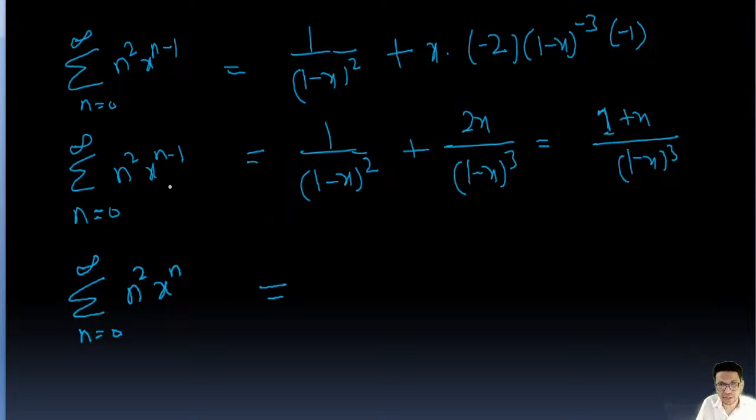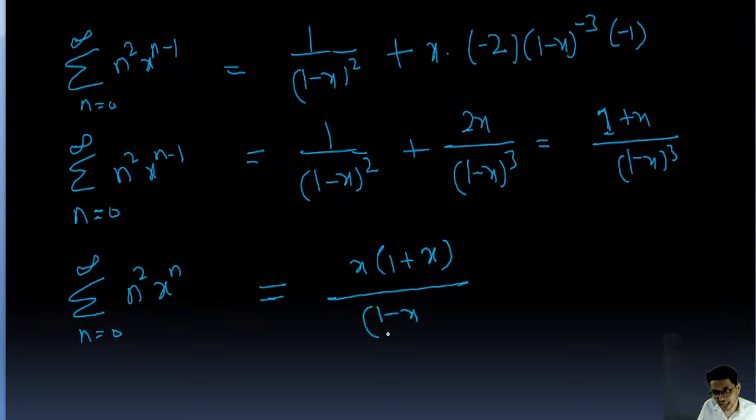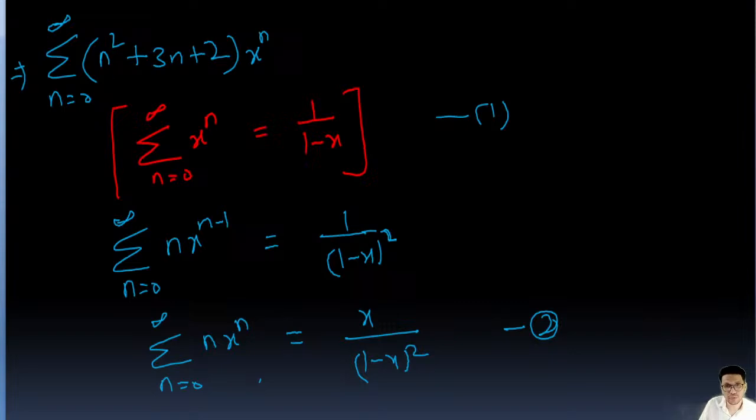So this is going to be x into 1 plus x upon 1 minus x. Okay, so the n square x to the power n value is this. Now we need to find the value of this, right? This one. So we can write it.